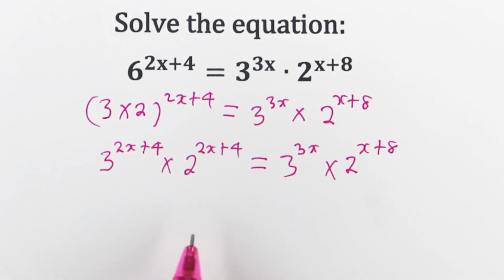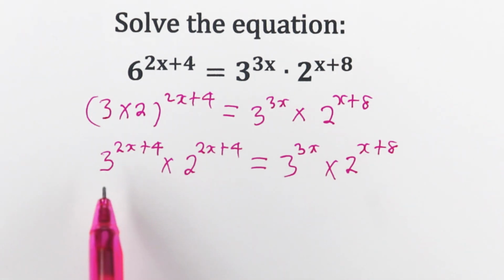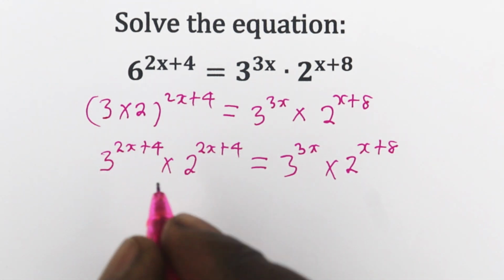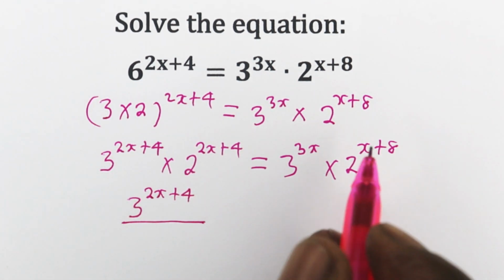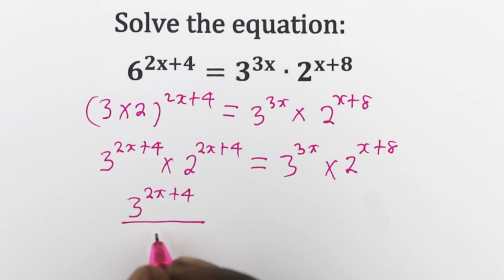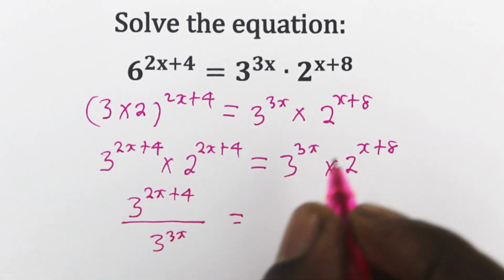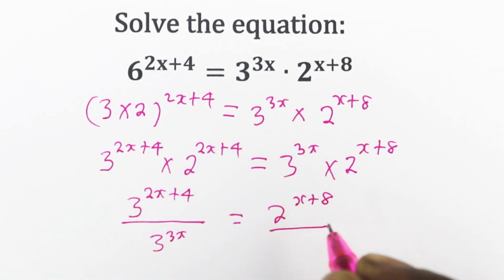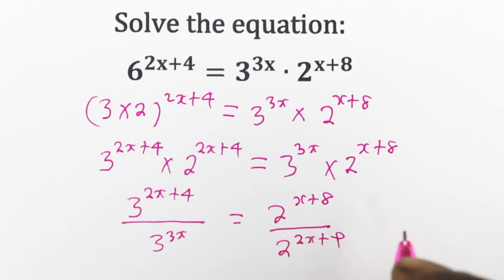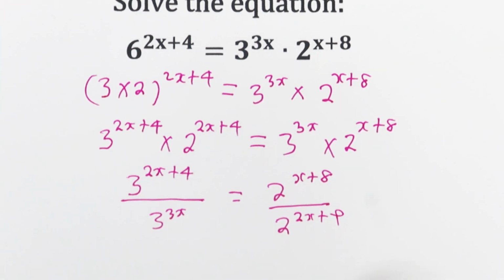So we now want to deal with common bases. There's 3 here and there's 3 on the other side. Same applies to 2. So you can bring the 3's on one side and then the 2's on the other side. We can start by taking 3's. So we have 3 raised to the power 2x plus 4, and you can divide both sides by 3 raised to the power 3x. Then you take 2's the other side. So here you have 2 raised to the power x plus 8, and that is over this one here, 2 raised to the power 2x plus 4. So now we have common bases.